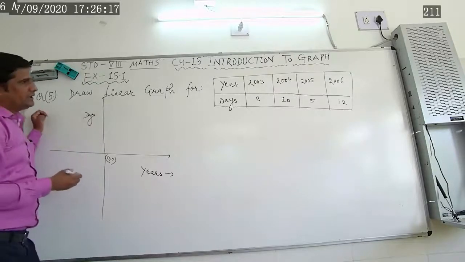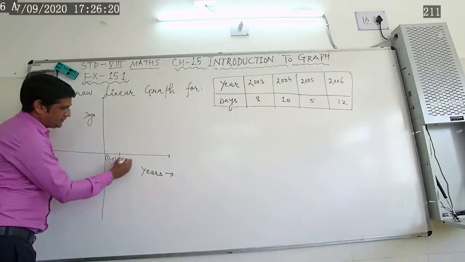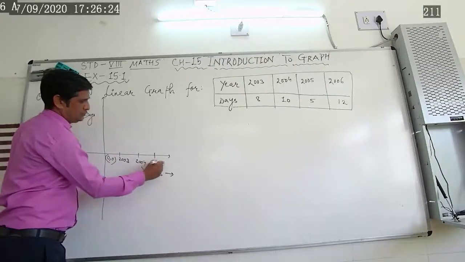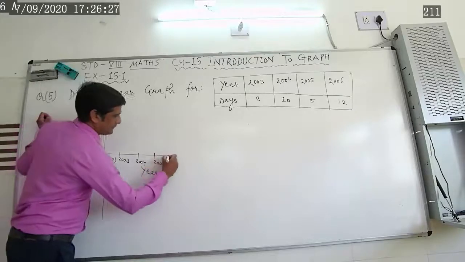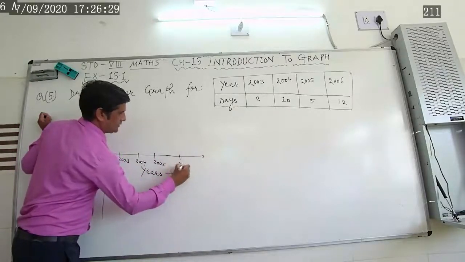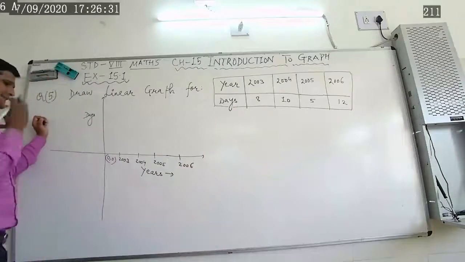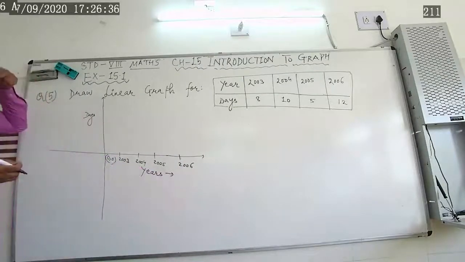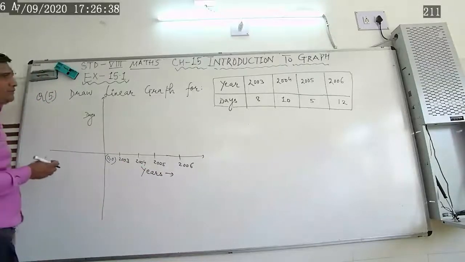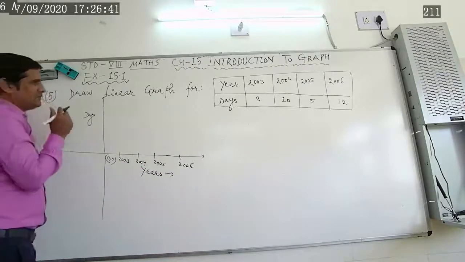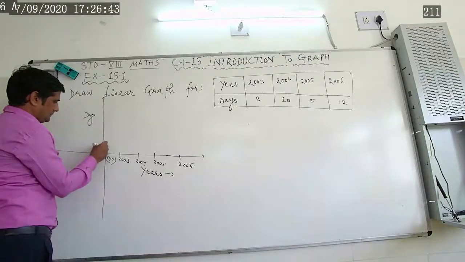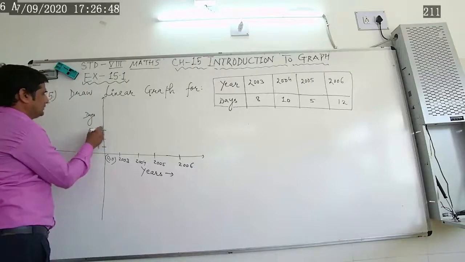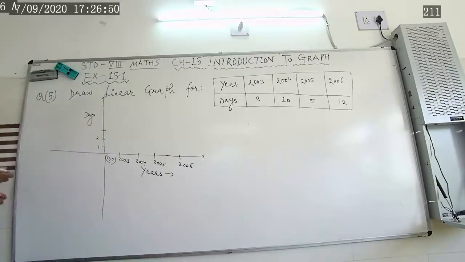So how many years? 2003, 2004, 2005 and 2006. And the days value is going to a maximum of 12. 1, 2, 3. Here it will not fit, I think.